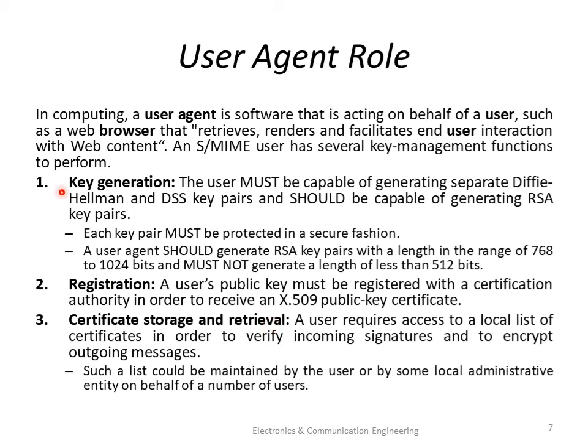The user must be capable of generating separate Diffie-Hellman and DSS key pairs and should be capable of generating RSA key pairs. Each key pair must be protected in a secure fashion. A user agent should generate RSA key pairs with a length in the range of 768 to 1024 bits and must not generate a length of less than 512 bits. This is the requirement. Coming to registration, a user's public key must be registered with a certification authority in order to receive an X.509 public key certificate.